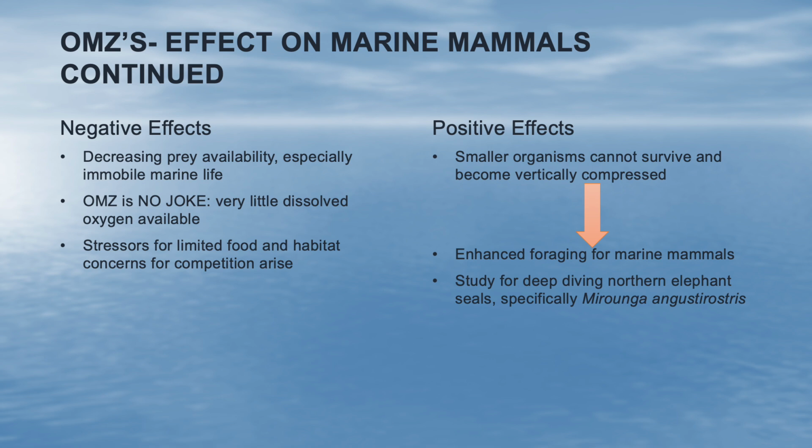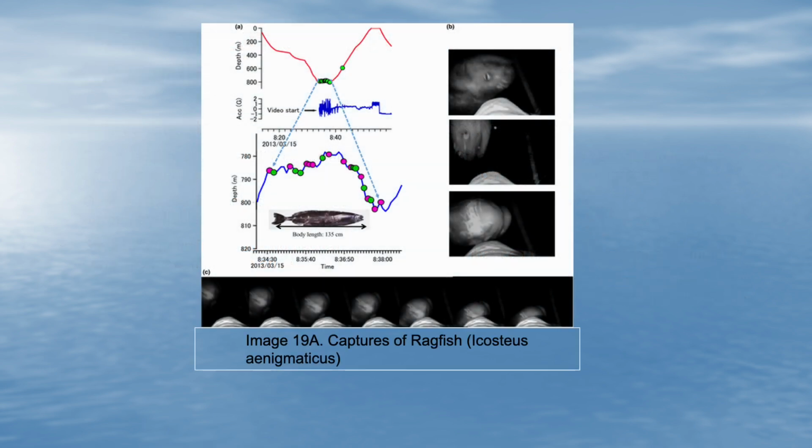These studies suggest that greater prey density due to the compression of the vertical prey distribution will reduce diving costs and make it much more efficient for marine mammal populations to dive. So we're going to see this in the next image, and I really love this image as well. Image 19a, because it captures ragfish.